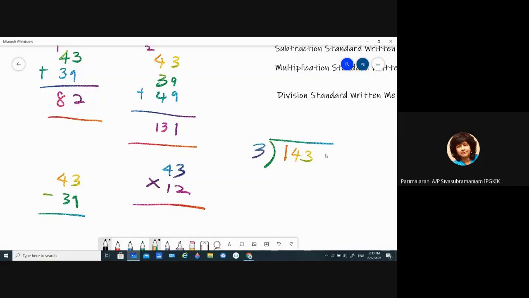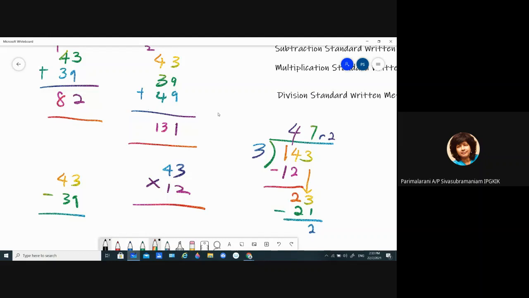So if we want to divide this number by 3, so 3 times 4 is 12, minus. 14 minus 12 is 2, bring down the 3 here, so 23. So how many times can 3 go into 23? 7. So 7 times 3, 21. We have a remainder of 2, or we can write here remainder 2. Okay, so this is our standard written method for division. So these are all the standard written methods for addition, subtraction, multiplication, and division. We already know all this because you also studied this way in school, okay?